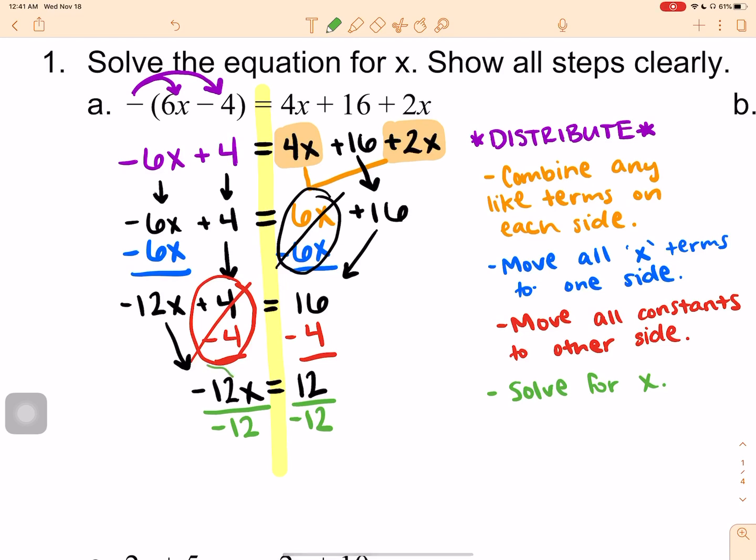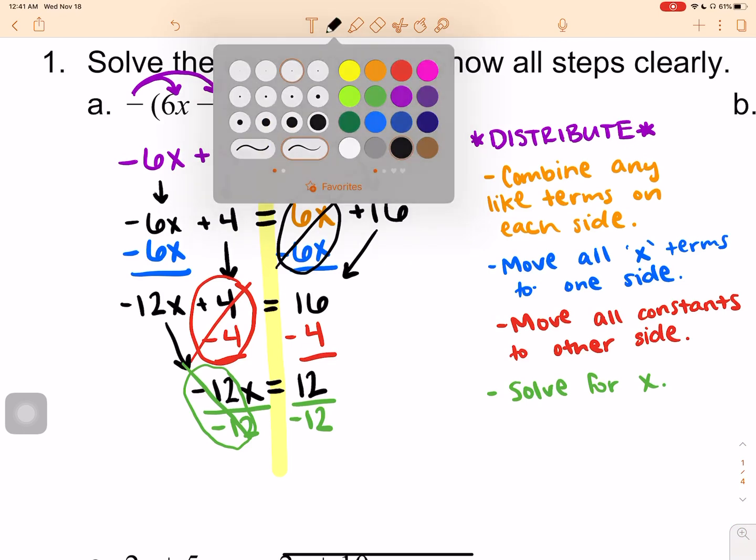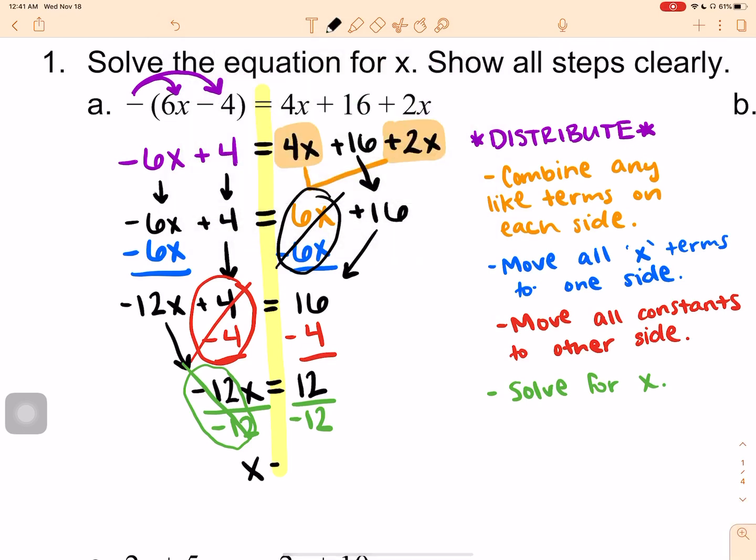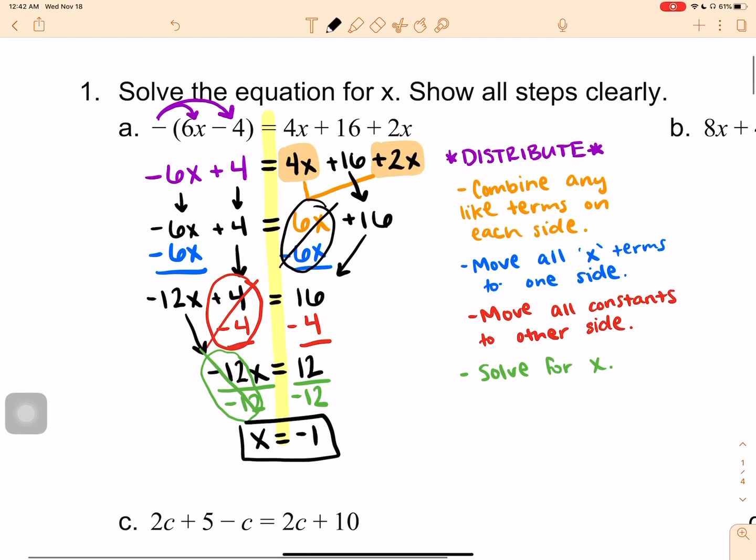Once I do that, negative 12 divided by negative 12 is just a 1. So on the left-hand side, I'm left with 1x equals 12 divided by negative 12, which is negative 1. So that is our solution. Now you could always check your solution by plugging in negative 1 for each of the x's up here and making sure that each side of the equation becomes the exact same value. But in this case, it does not ask you to check your work, so you just have to solve for x.